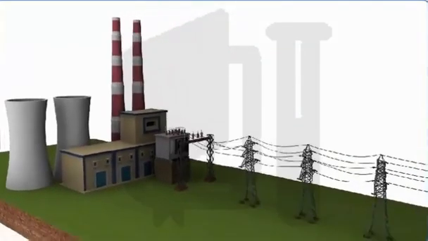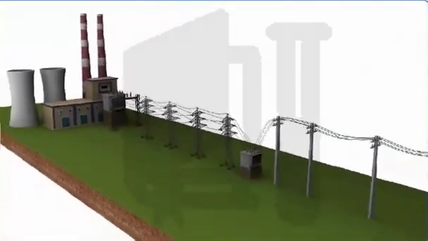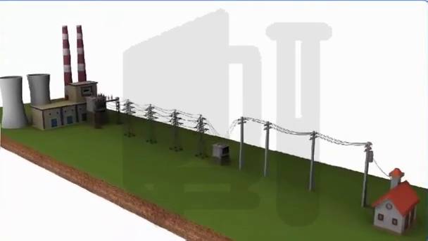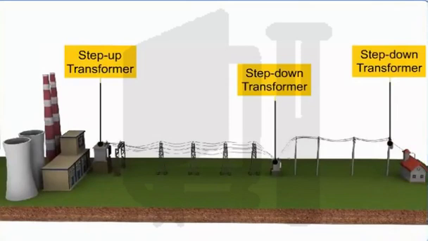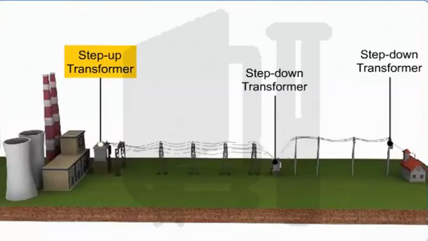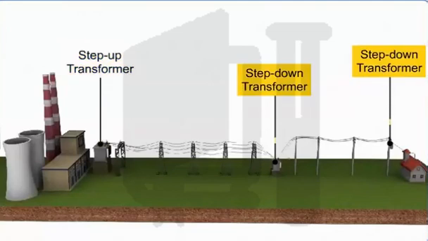For transmitting electricity over long distances, we use transformers. First, we use a step-up transformer to increase the voltage and consequently decrease the current in the transmission lines. This reduces the loss of energy as heat. Voltages are then stepped down at various substations and utility poles before it reaches our homes in the range of 220 to 240 volt.